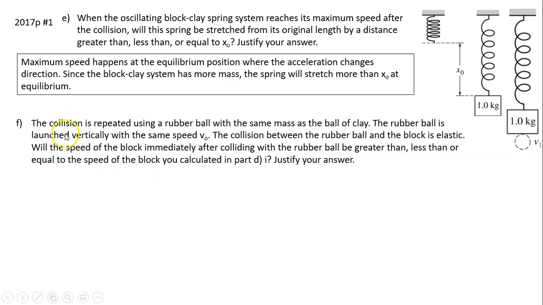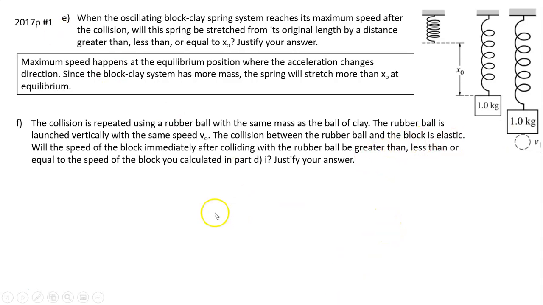Part F. The collision is repeated using a rubber ball with the same mass as the ball of clay. The rubber ball is launched vertically with the same speed v0. The collision between the rubber ball and the block is elastic. Will the speed of the block immediately after colliding with the rubber ball be greater than, less than, or equal to the speed of the block you calculated in D1? Remember, D1 is the clay and the block sticking together. So justify your answer.